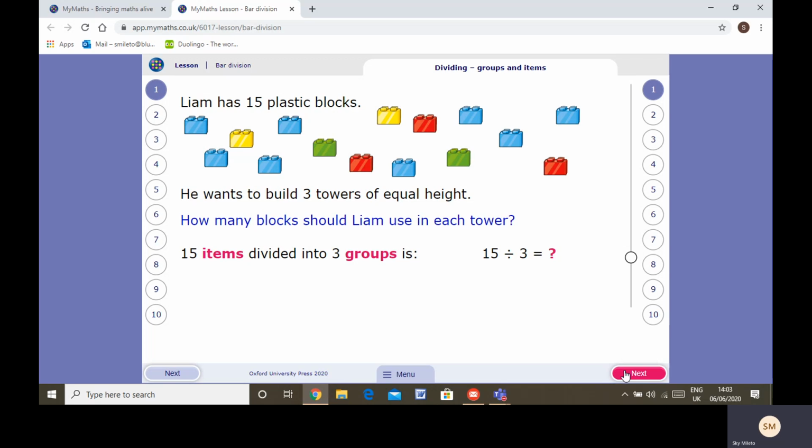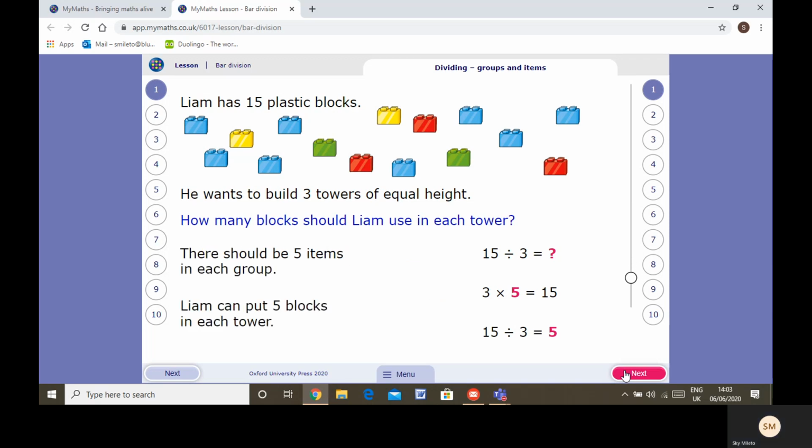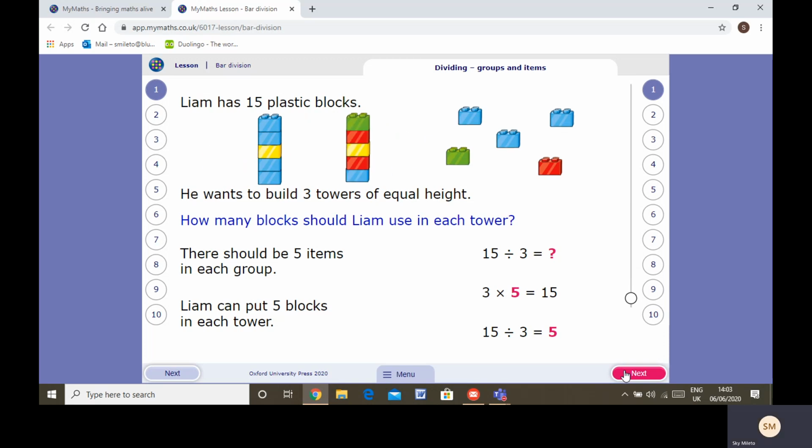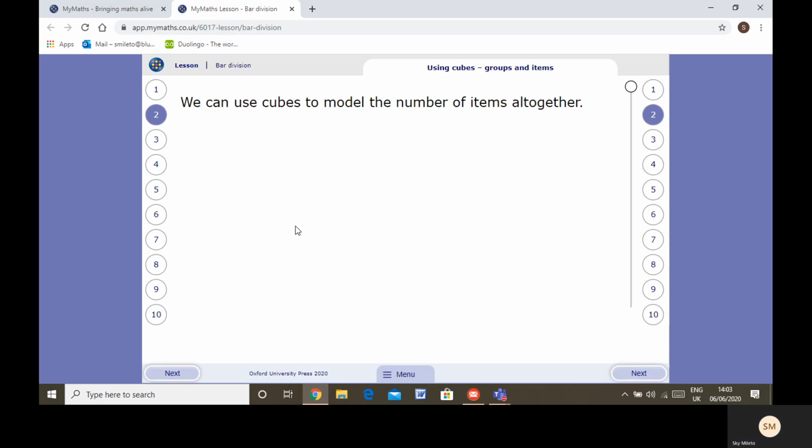We know 3 times what equals 15? I hope you're shouting out 5. So therefore we know 15 divided by 3 is 5. And we can see the towers being created there, and we can see that they're exactly equal height. So we can use cubes to model the number of items altogether.